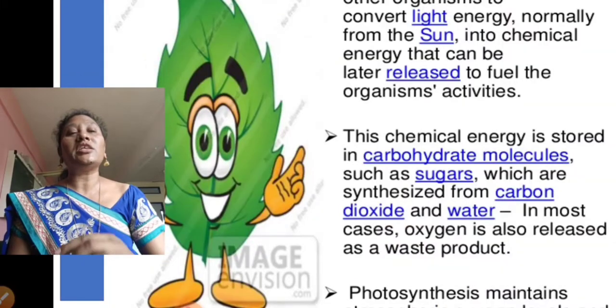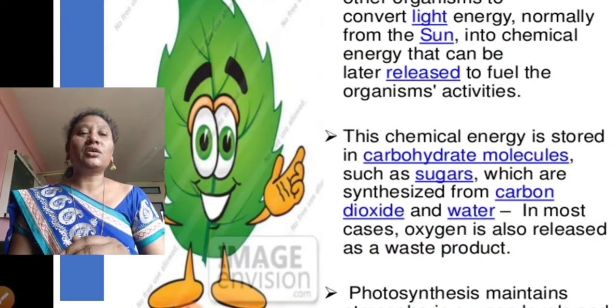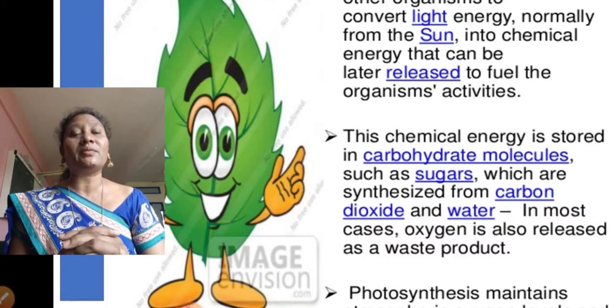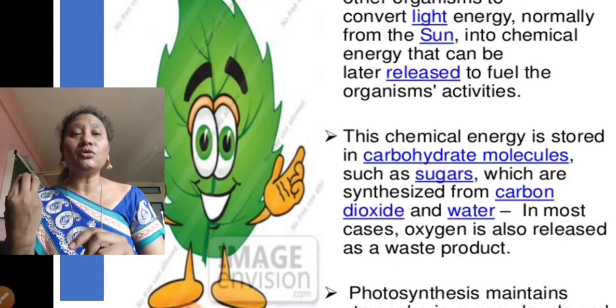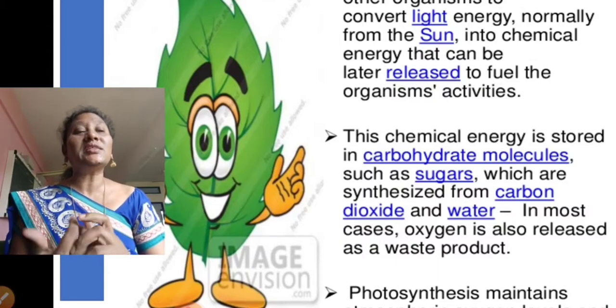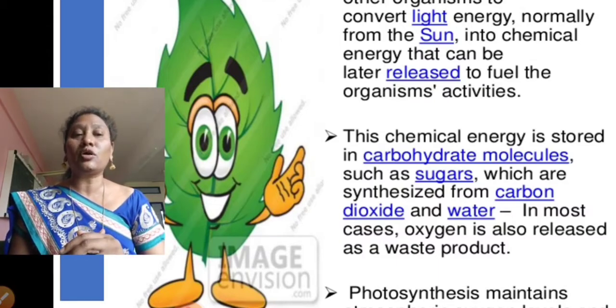So, let us see what is meant by photosynthesis. It is the conversion of light energy, normally from the sun, into chemical energy that can later be released to fuel the organism's activities. So, the plants use the sunlight and prepare the food substances. This chemical energy is stored in carbohydrate molecules such as sugars, which are synthesized from carbon dioxide and water. In most cases, oxygen is also released as a waste product.